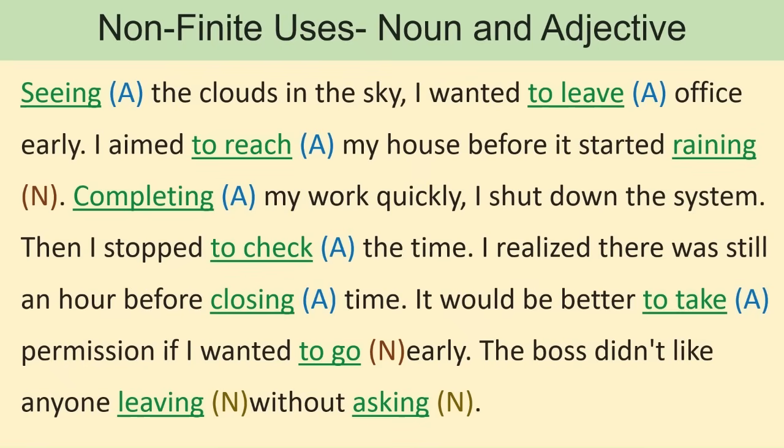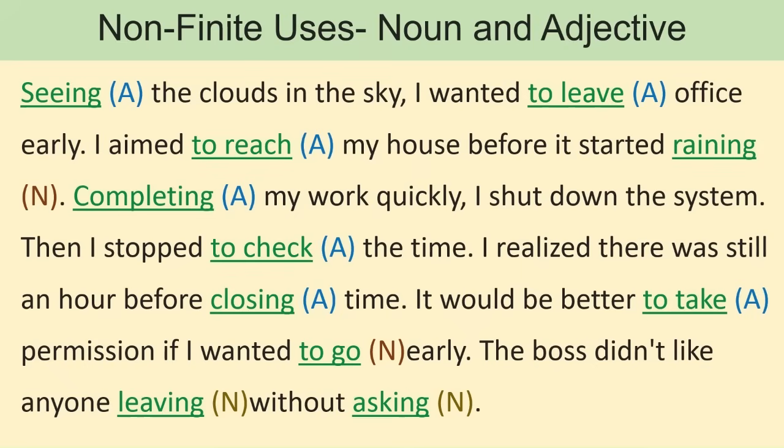It would be better to take permission. To take is followed by a noun, permission. So again, it's an adjective. If I wanted to go early, to go is a noun because early is an adverb, early is an adjective. You don't have to worry about that. It is I wanted, and then you have the object. That object is a noun function where you use to go.